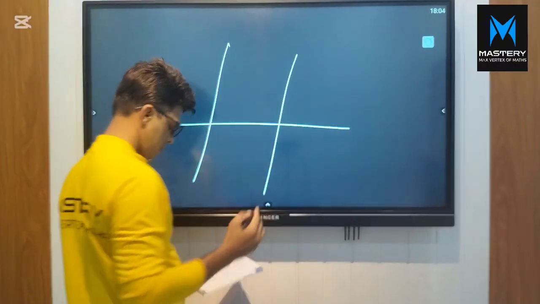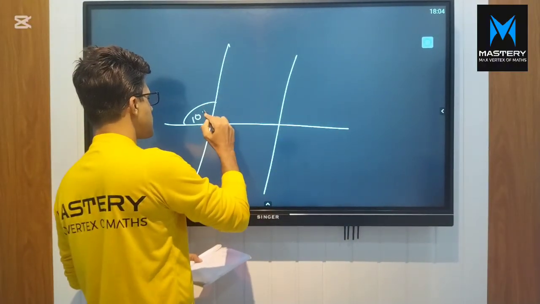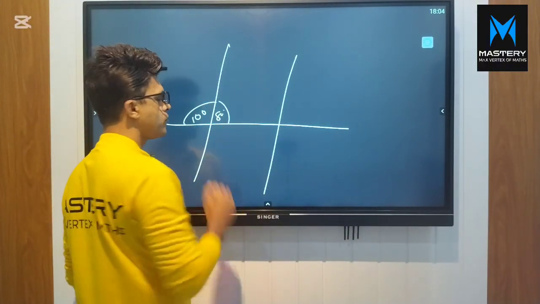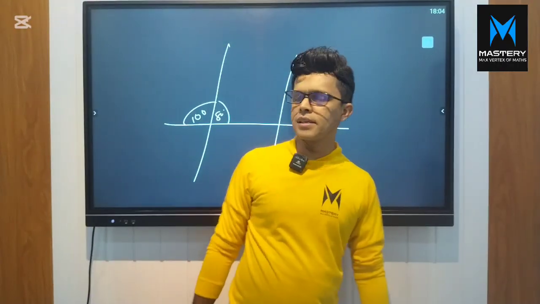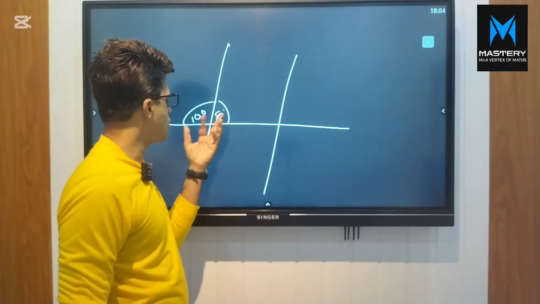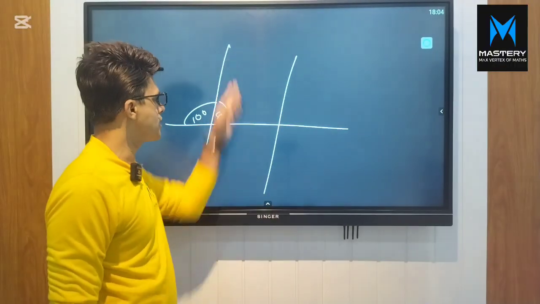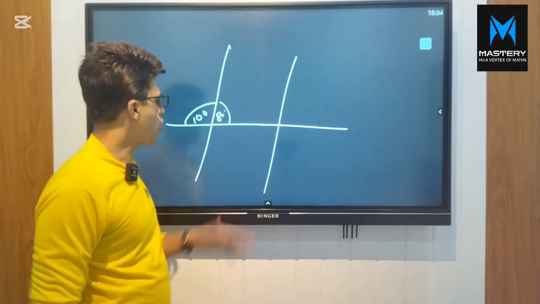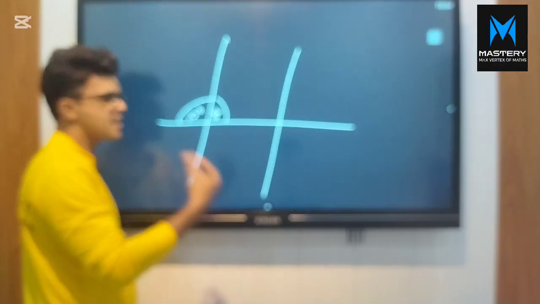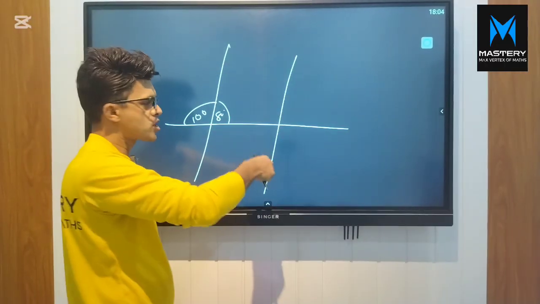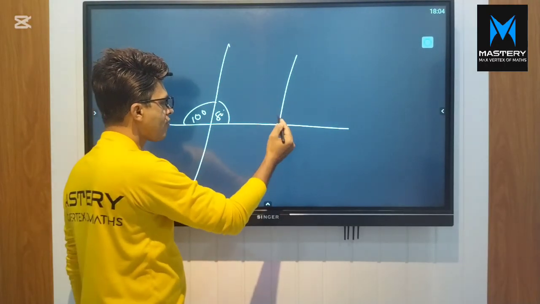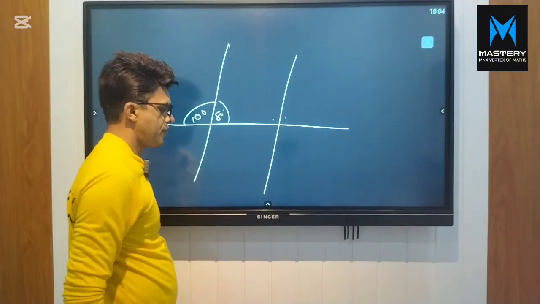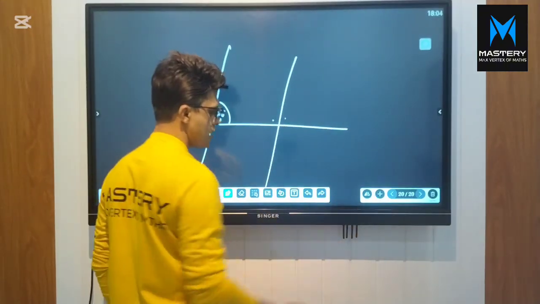This one and this one. If this is 100, this is 80. Then the sum of these two equals 180. Generally this happens, right? So considering the sum of these two values, we are unable to say that these lines are parallel, right? In order to get an idea whether these lines are parallel or not, we should be given the value of these angles. Okay, so this is not considered as an answer.